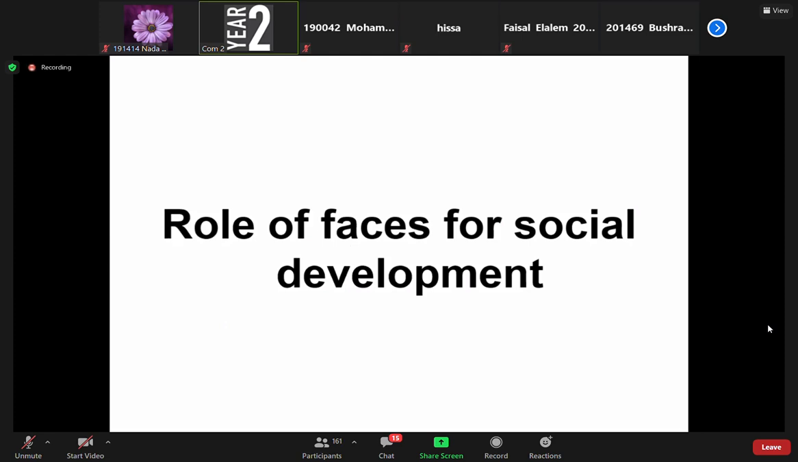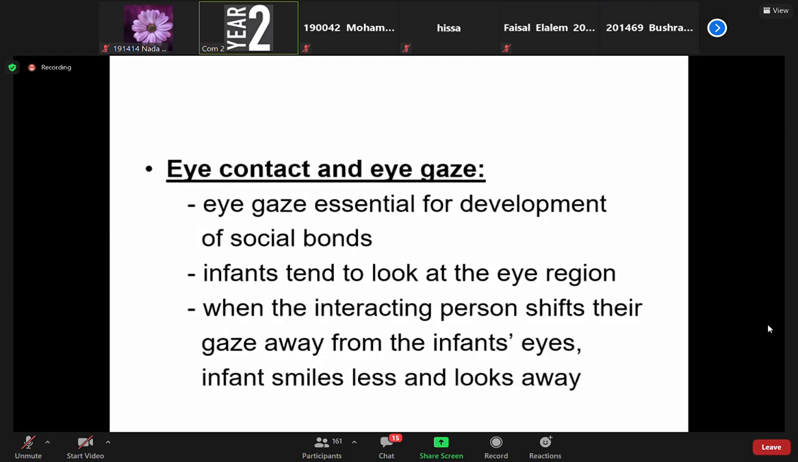So it's, again, essential for social development, okay? One of the things that we talk about is eye gaze, okay? Kids with autism don't have that eye contact, so they cannot really connect with you on that level, because it's essential to form social bonds. And then they will look at your eyes, all right?